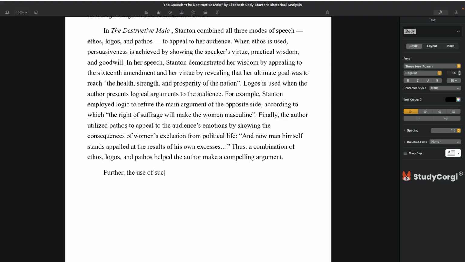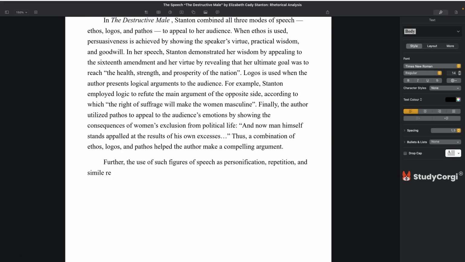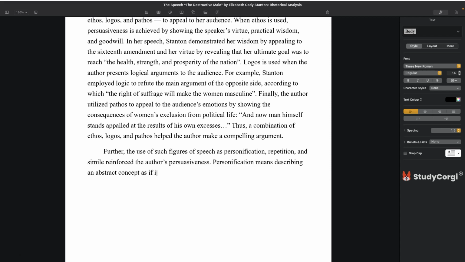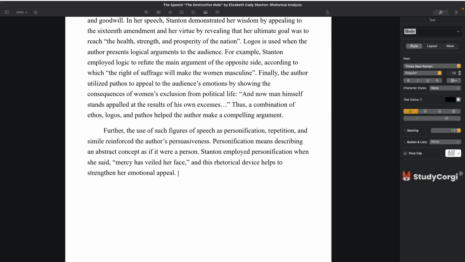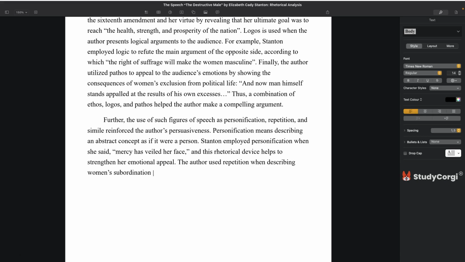Further, the use of such figures of speech as personification, repetition, and simile reinforced the author's persuasiveness. Personification means describing an abstract concept as if it were a person. Stanton employed personification when she said, "Mercy has veiled her face," and this rhetorical device helps to strengthen her emotional appeal. The author used repetition when describing women's subordination to men.